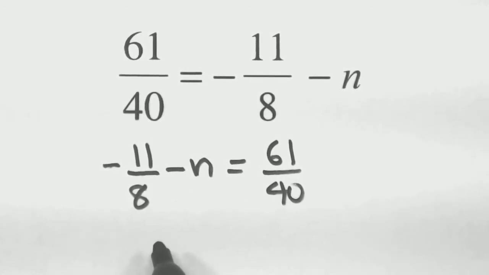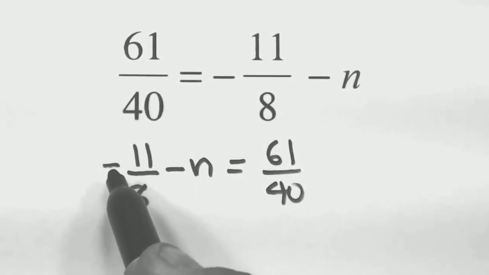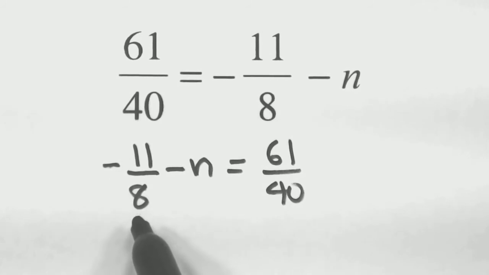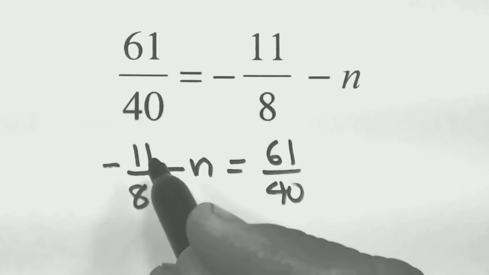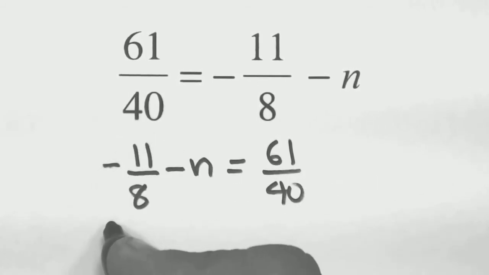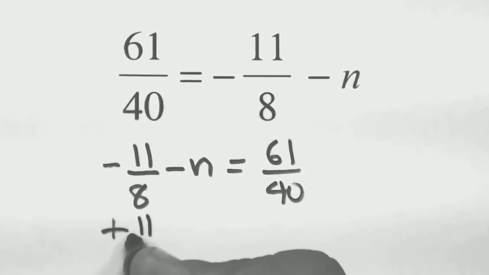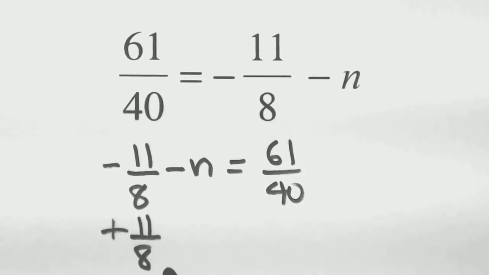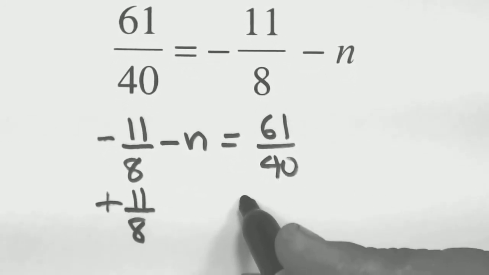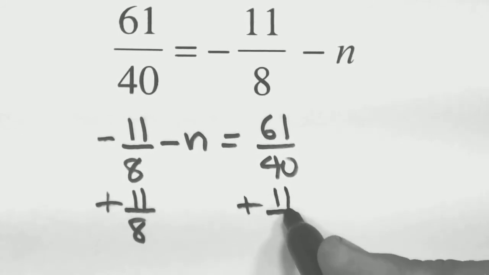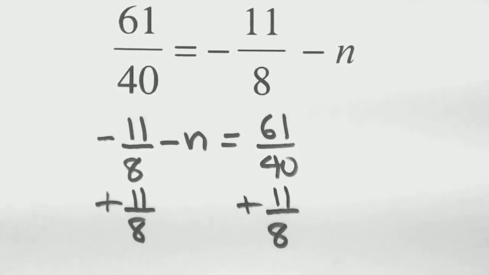But the first thing I've got to do is get rid of this other number. I want the variable n all by itself. Well, this is negative 11/8. I do the opposite of the minus, which is add. I'm going to add to this side positive 11/8. Well, of course, if I add plus 11/8 to one side, I've got to do the same to the other to maintain the balance. So here it is over here.